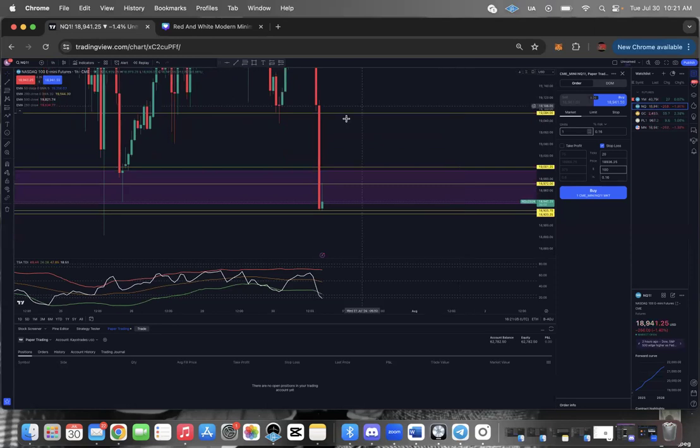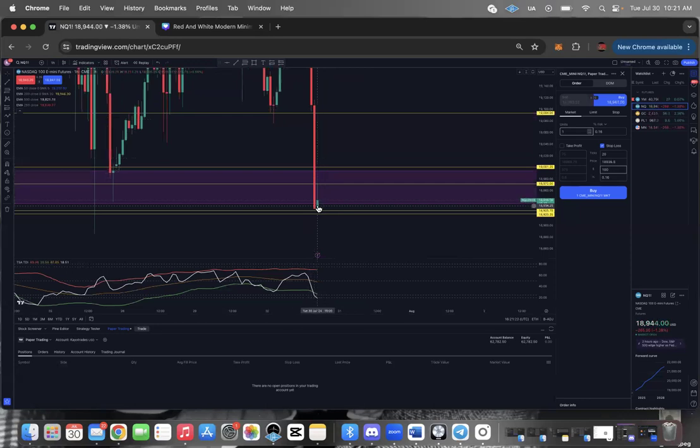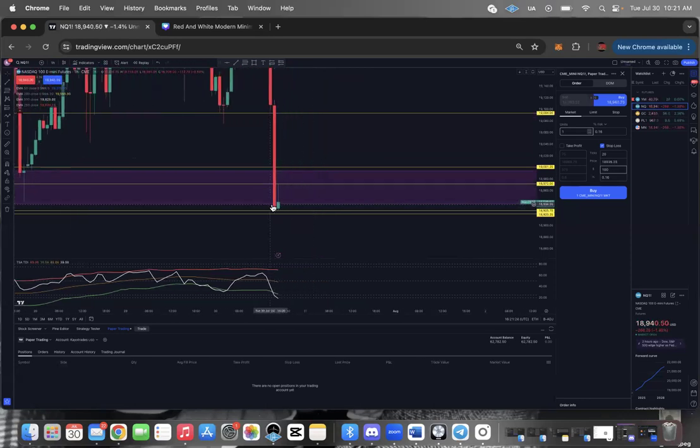And what's funny about this is that this just happened. If you would have entered at the top of this zone, you would have been entering in the middle of a very bearish one candle, probably would have got stopped out, and all it did was come to the bottom of the zone. So if you were patient, you would have got an entry in the bottom of the zone, and you would have been teetering in and out of profit for the last 20, 30 minutes, but mostly in profit.